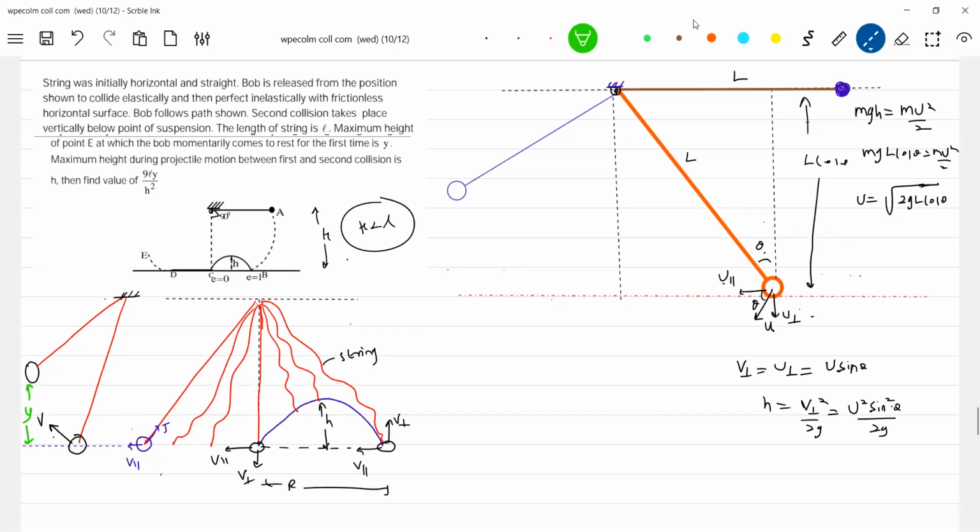Again, you have to resolve this V parallel. So H we know. Okay, let me substitute the U square value. So H is equal to U square, which is 2GL cos theta, times sin square theta by 2G. The 2G gets cancelled. So H is L cos theta sin square theta. What should be the R? Anybody? R should be L sin theta.